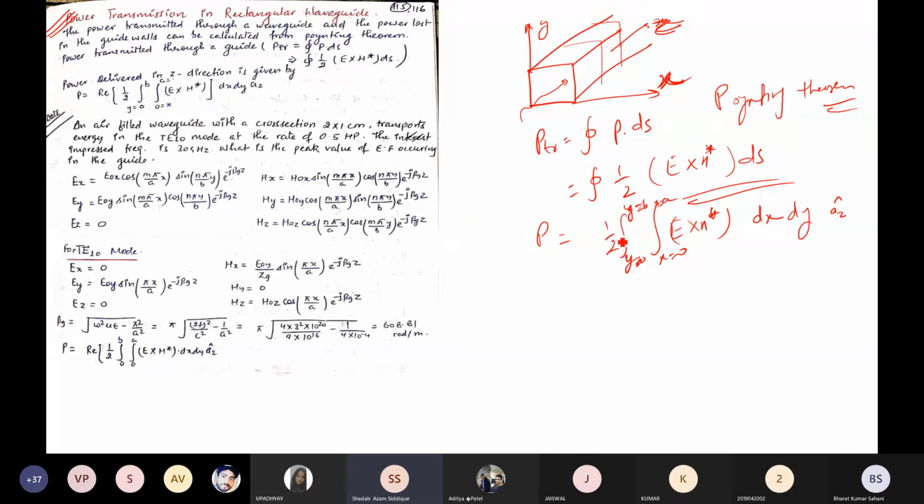The surface can be written like this, and this P which we are writing is the power transmitted or delivered in the z direction. Because E and H have directional components, and this may have an imaginary term, we write this as a real term: the real part of this value, which is moving in the z direction, a directional value. Okay.